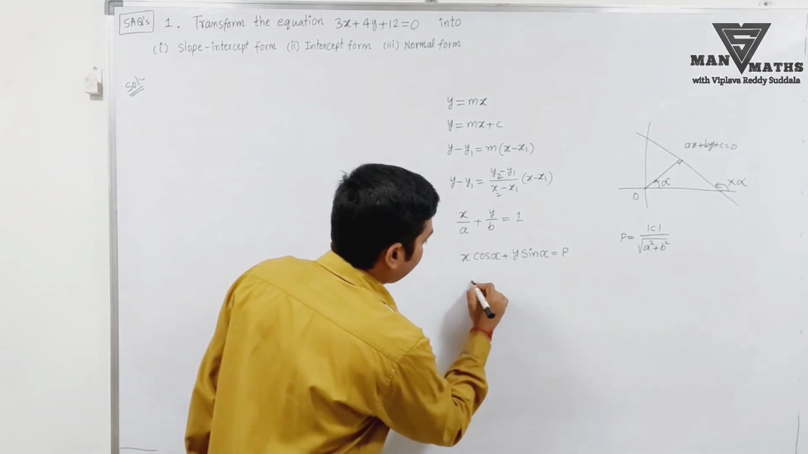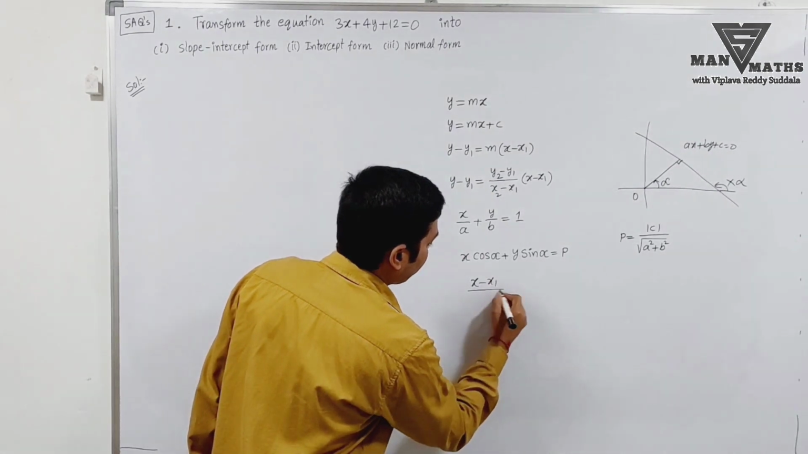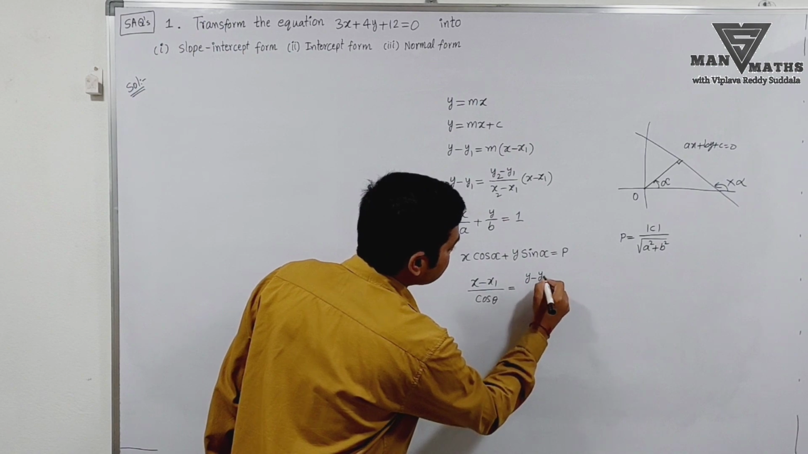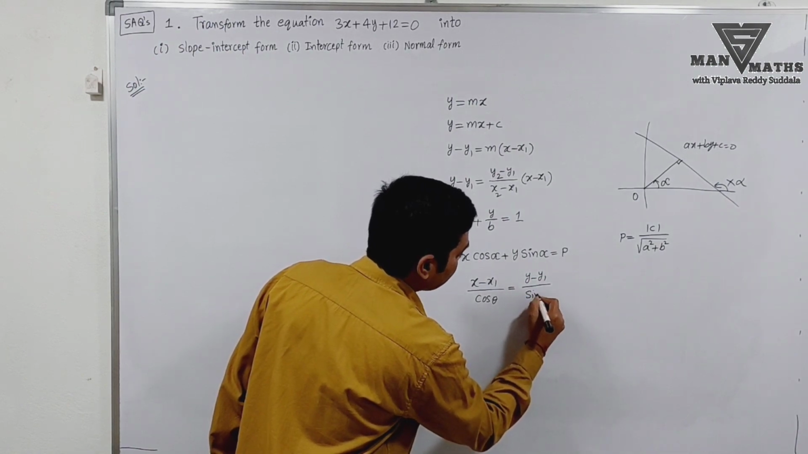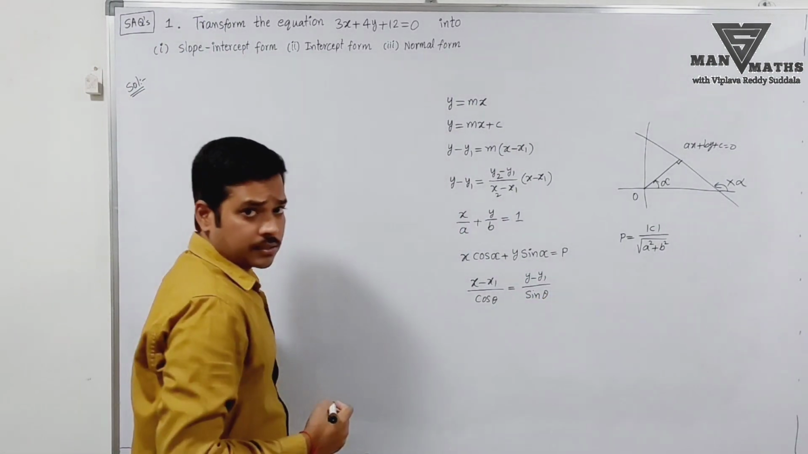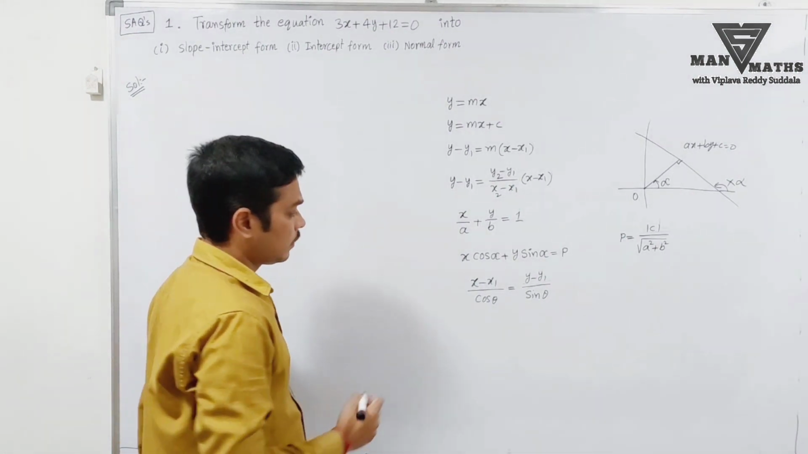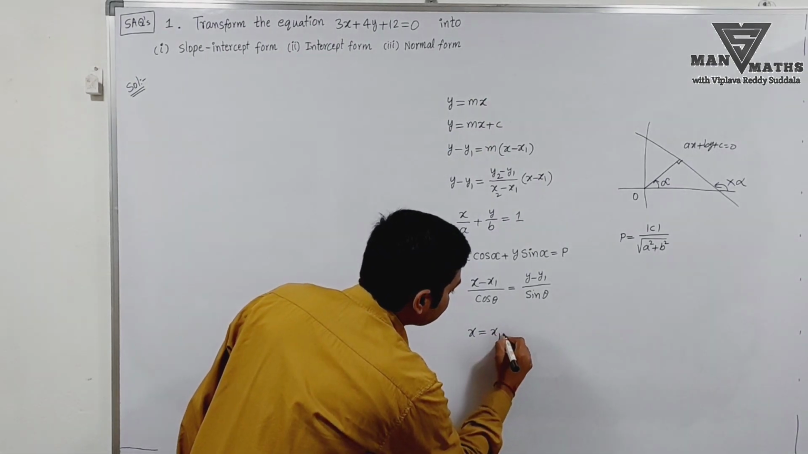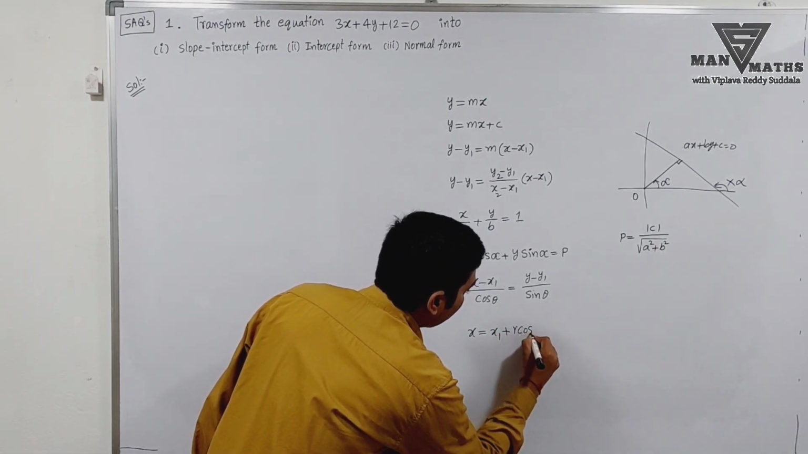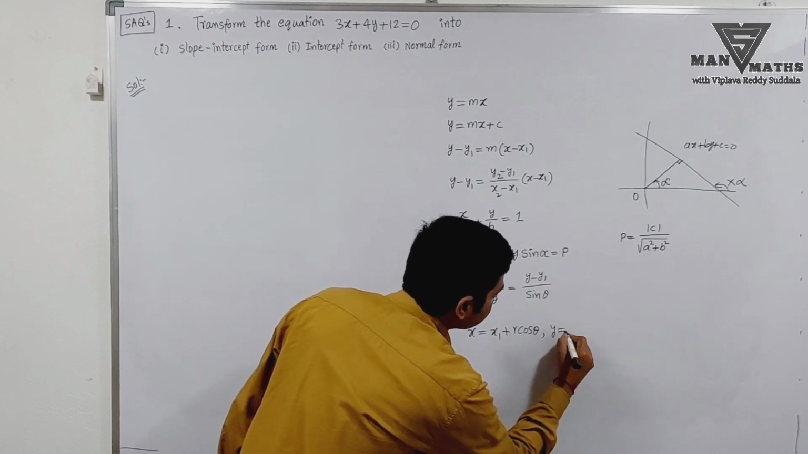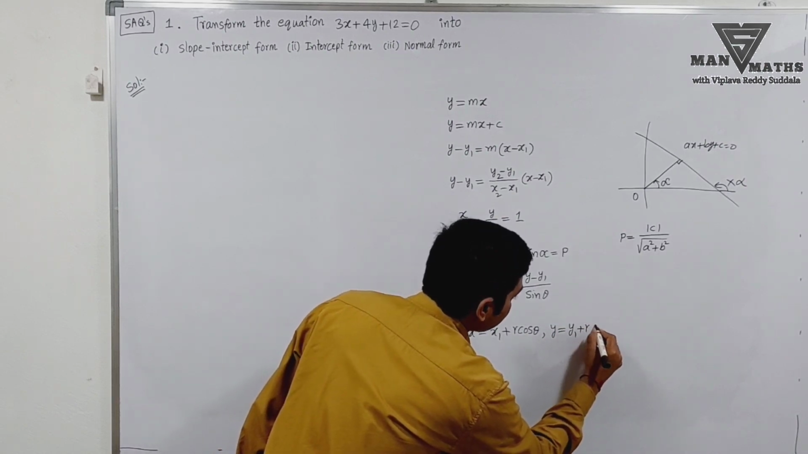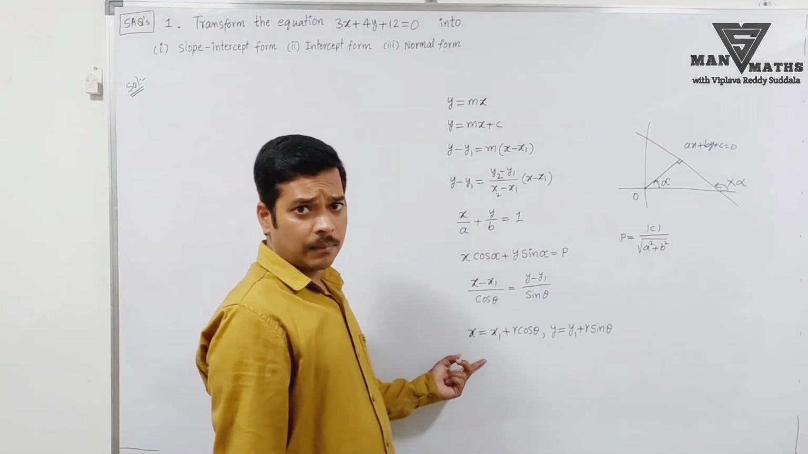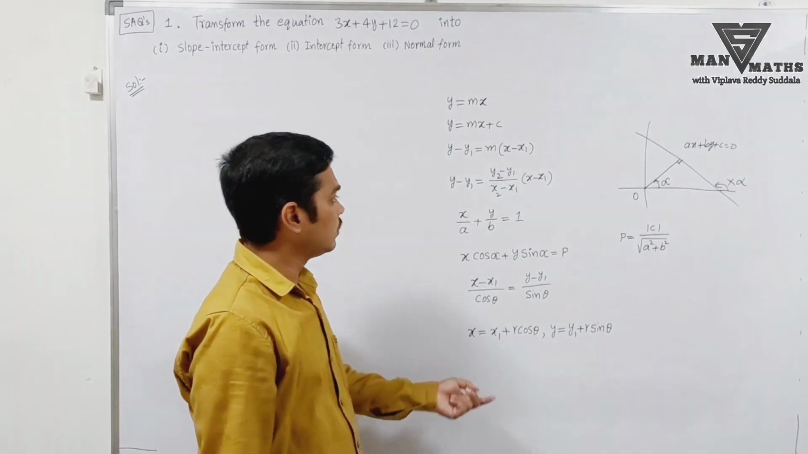Next, x minus x1 by cos theta equal to y minus y1 by sin theta. This is symmetric form of a straight line. From this symmetric form, we get x is equal to x1 plus r cos theta, comma y is equal to y1 plus r sin theta. Here r is the parameter. So this is the parametric equation of the straight line.